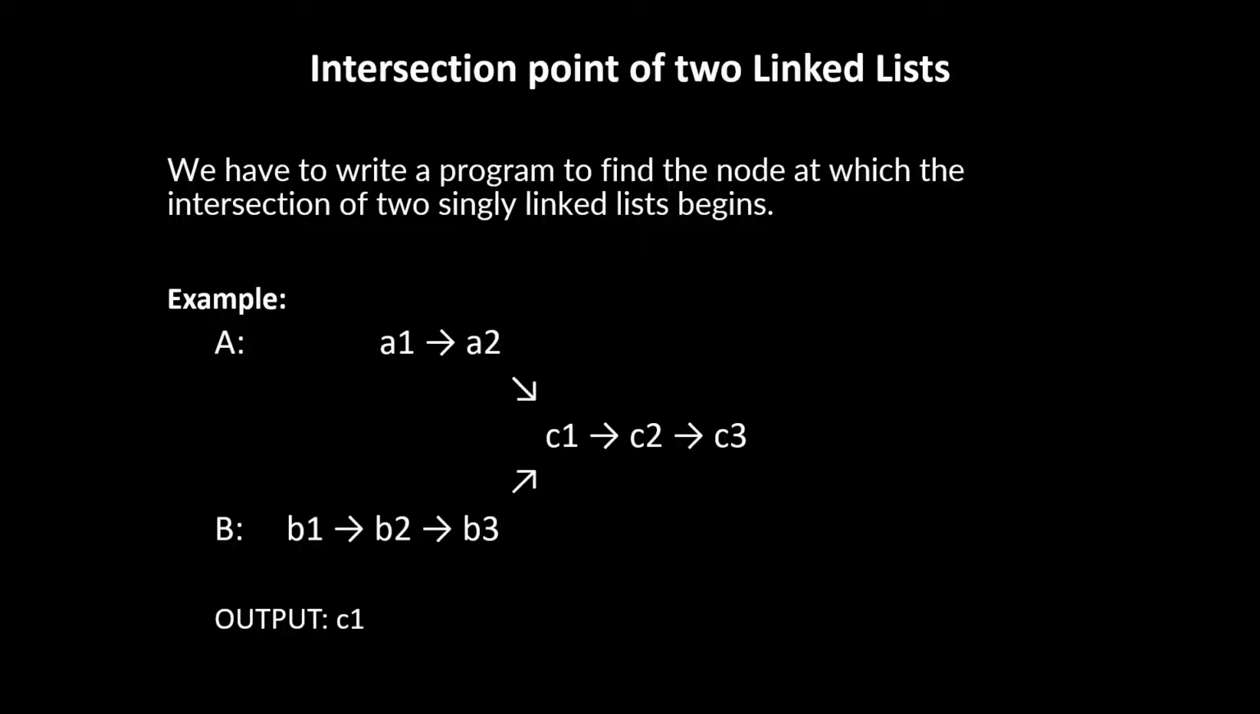Let's understand it with the help of an example. Here we have two linked lists, A and B. Linked list A is A1, A2, C1, C2, C3, and linked list B is B1, B2, B3, C1, C2, C3. The output comes out as C1 because this is the point where both the linked lists intersect. So this is the intersection point of the two linked lists, and we have to return that node. Let's find out how we can solve this question.